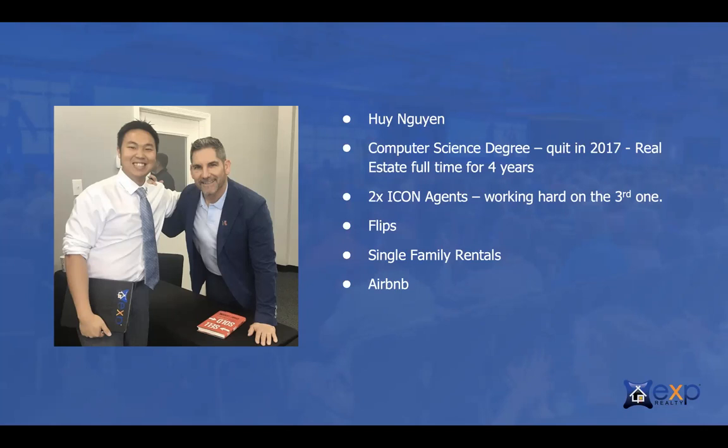I was able to hit icon my second year, and two years after that I hit icon again. Just like anybody else here, we're working really hard for those commission checks, and hopefully I'm aiming for my 3rd year as an icon agent at eXp. We also run a flipping company with my wife, single family rentals, and Airbnb is another part of my business. Exciting year, a lot happening, and eXp has been a big part of my life, and I just love this company. I love this group.